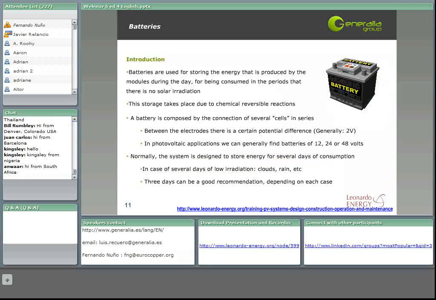So 3 days can be a good recommendation depending on which is the location where we are and the price of our PV project. If not, we can consider using a diesel generator as a backup, as we will see in the next slides.